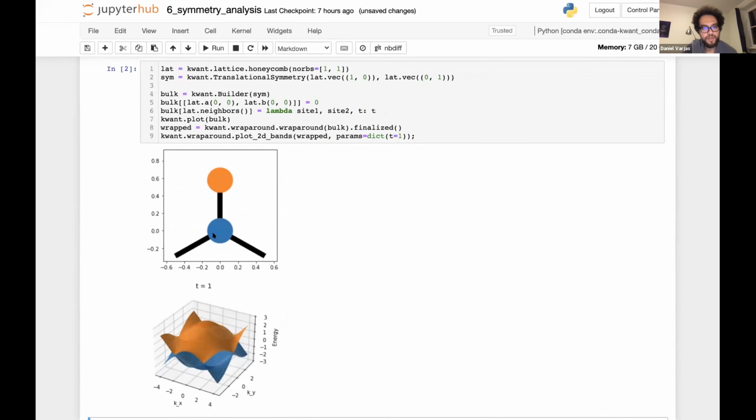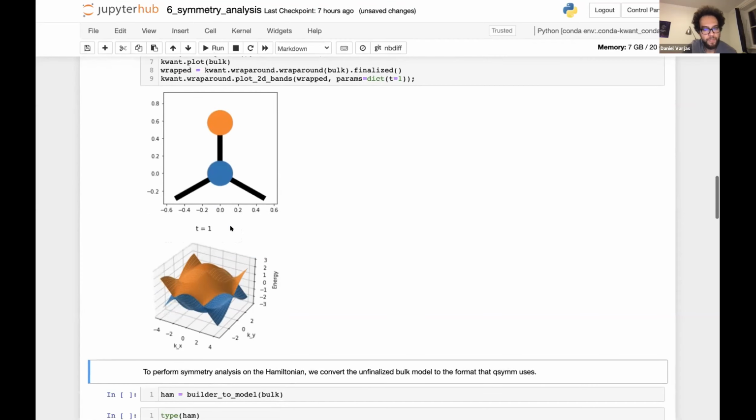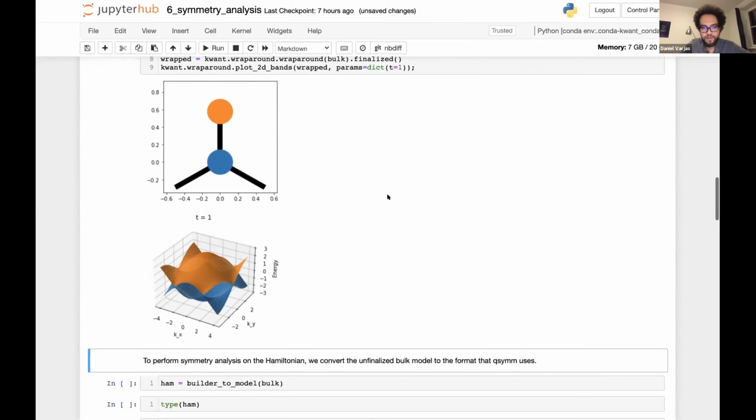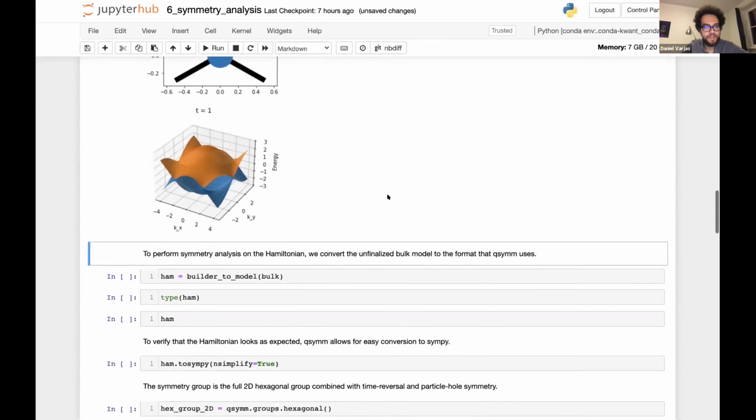So this is one unit cell. You can imagine if you start translating this with these 2 sites per unit cell, you get the honeycomb lattice and the familiar band structure with the Dirac points at the corners of the Brillouin zone. Okay, so we have this model. So let's check out what symmetries it has.